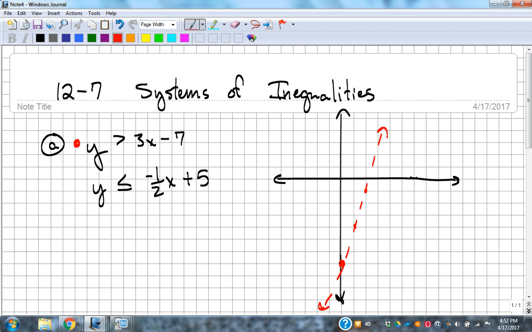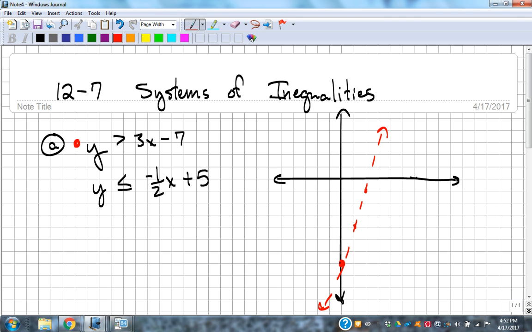Some people teach that if it's greater than, you always shade above it. But what's above that? It looks like it's got left and right, not up or down. So I always struggled with doing that. I'd say to that side would be greater than. But the best way, and the way that I teach it, is to pick a test point.